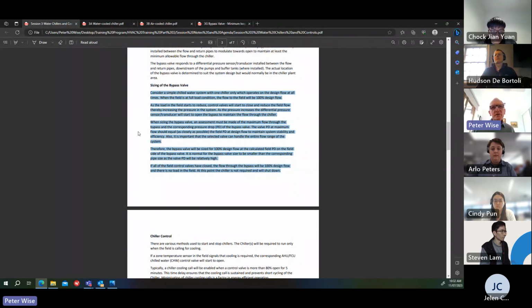When sizing the bypass valve, you need to make an assessment of the maximum flow through the bypass and the corresponding pressure drop of the bypass valve. Now, with variable flow chillers, this gets a bit more complicated, but for a simple system with a constant flow through the chiller, the maximum flow through the bypass is 100%. So if the field closes down, all the flow needs to go through the bypass.